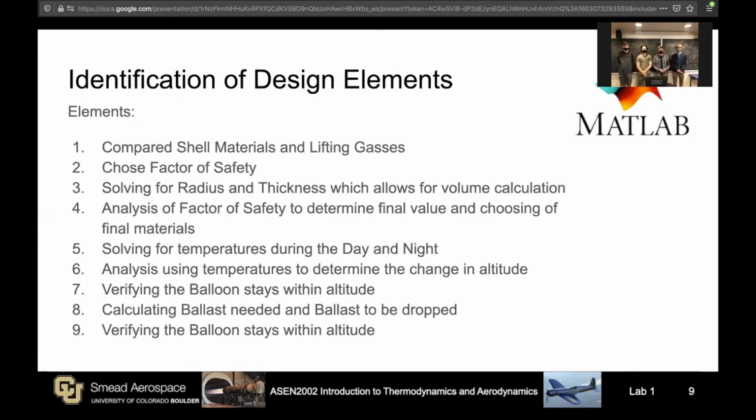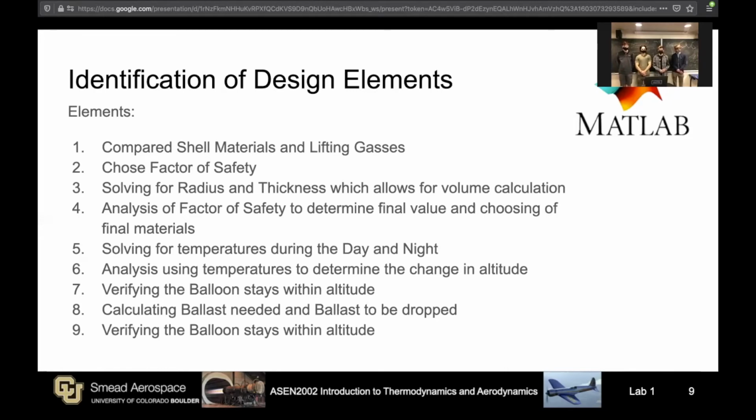Onward, in order to develop our design, we had a couple steps. So this included comparing shell materials and lifting gases for some initial research, then moving on to choose a factor of safety and solving for the radius and thickness using that factor of safety using a system of equations, and that allowed us to create a volume calculation for our balloon. Then we actually went backwards and checked out our factor of safety, checked out our radiuses, thicknesses, and did some analysis to choose our final material and choose our final factor of safety of 1.5.